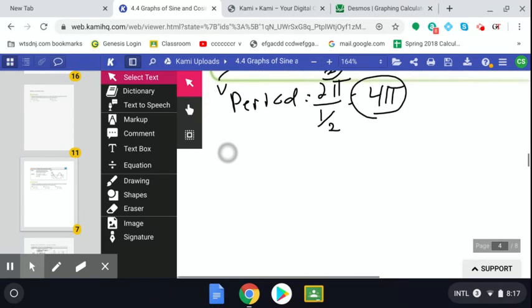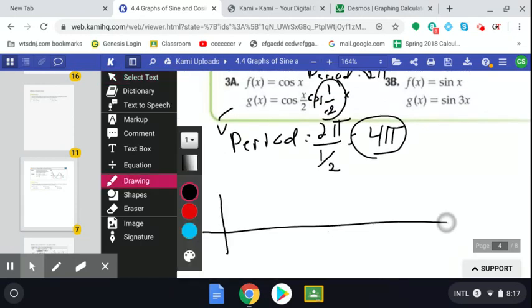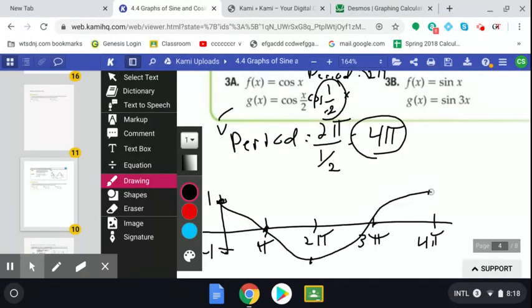So we're going to go ahead and sketch it. And it's going to look like this. Because I have to go all the way up to 4 pi. This is just going to be pi, 2 pi, 3 pi, 4 pi. So I know that cosine x, this is going to be 1, -1. So I would start cosine 0 is 1, cosine pi 0, -1, 0, 1. That's what my sketch would look like.